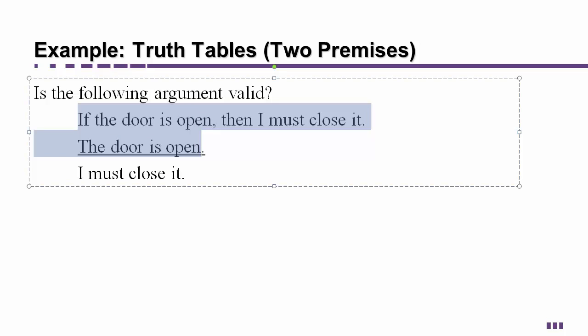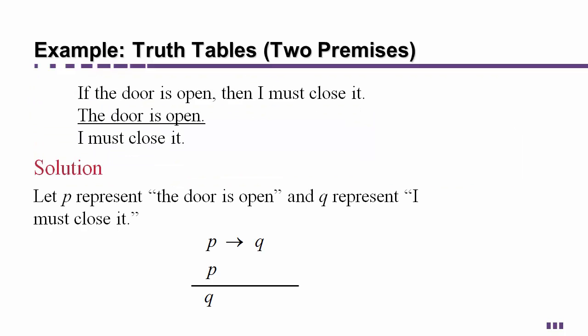So let's first give everything some letters. So we'll let P represent the door is open, Q represent I must close it. So if the door is open, then I must close it. That's if P, then Q. Here, the door is open. That's just saying P. And then I must close it. That's Q. So here's the same argument, just in symbols.